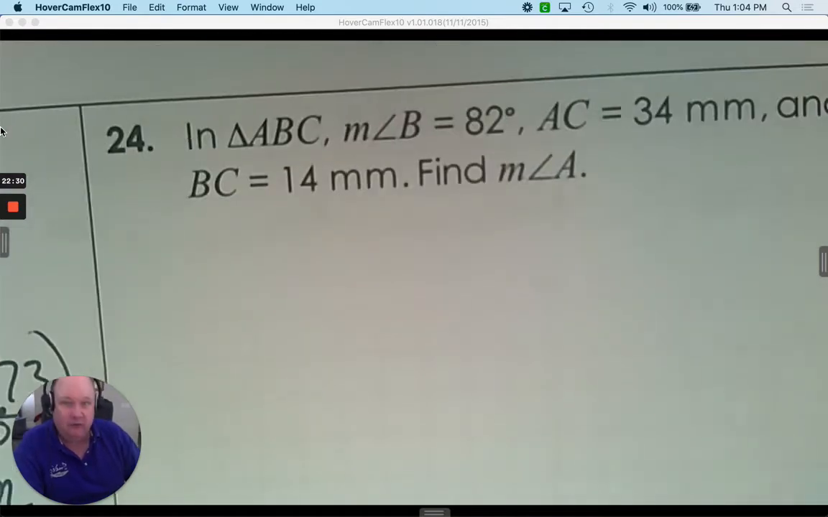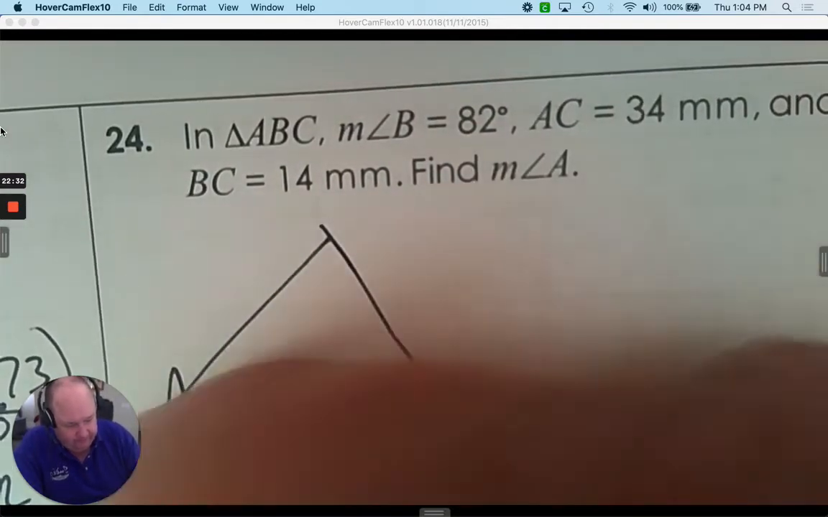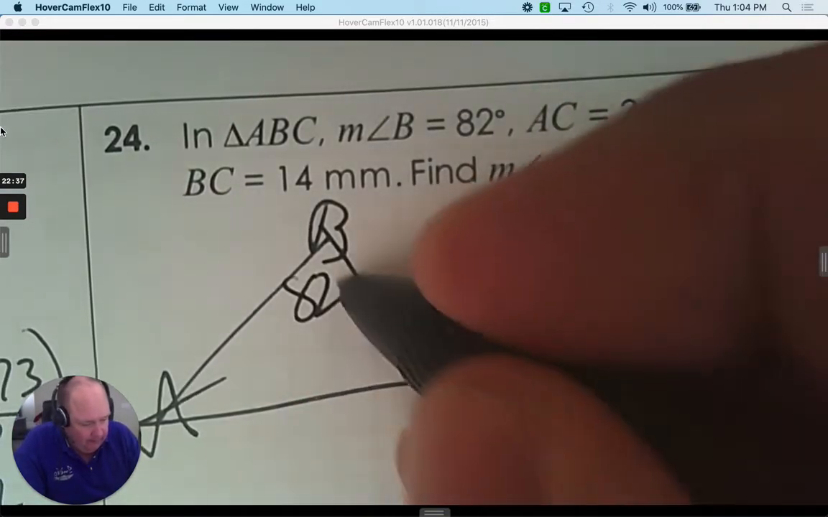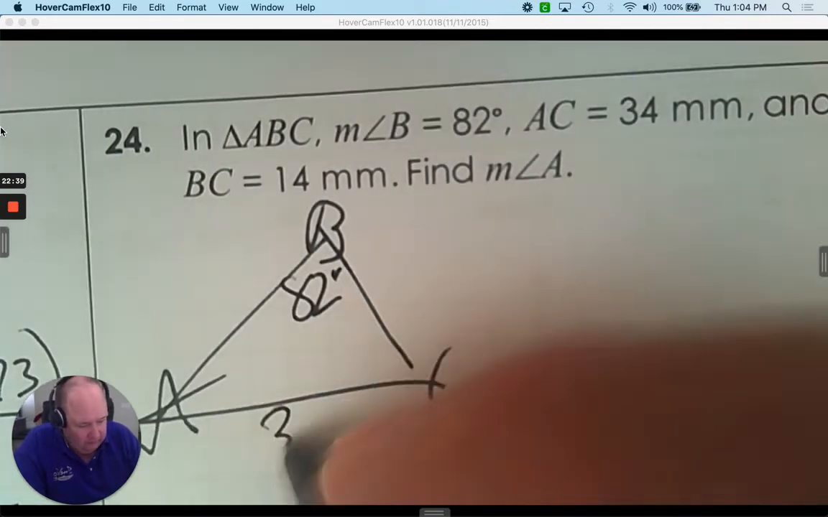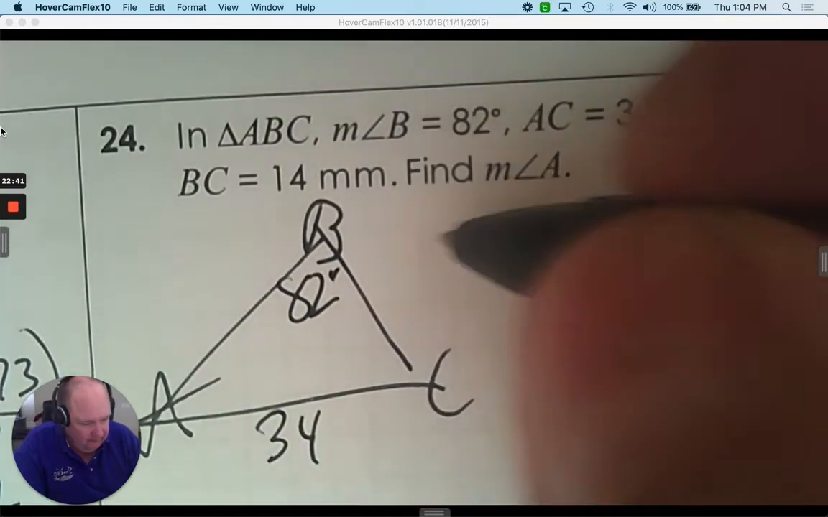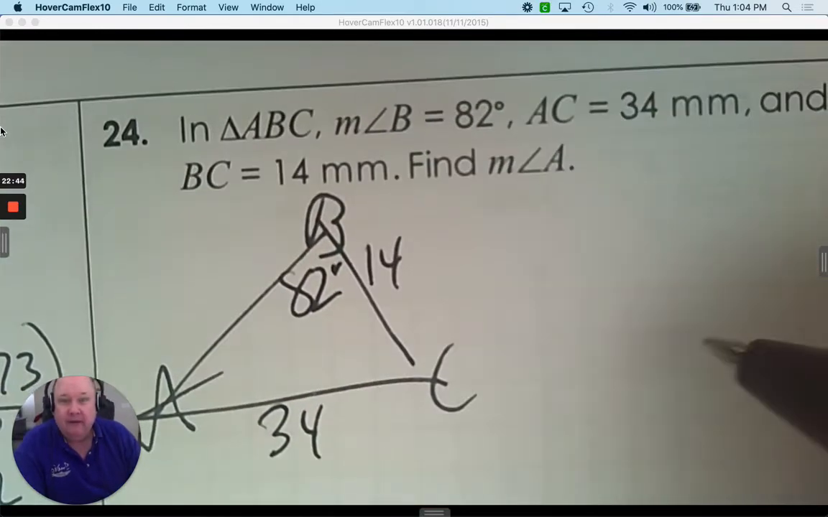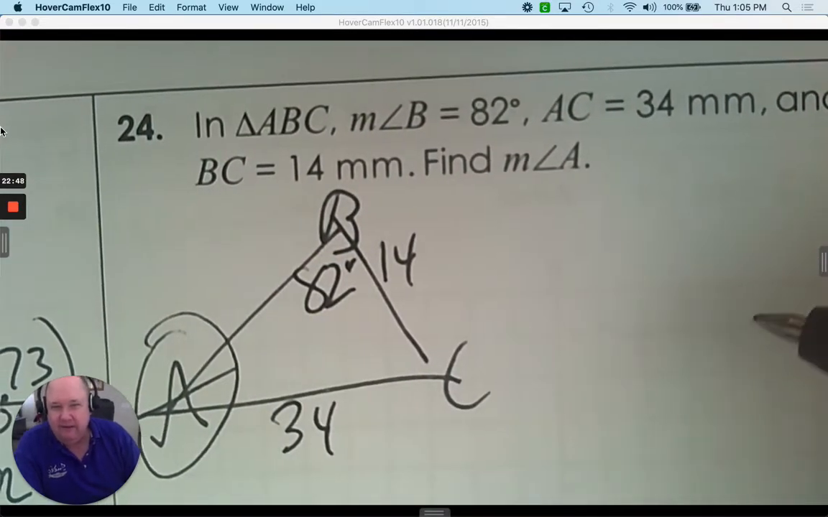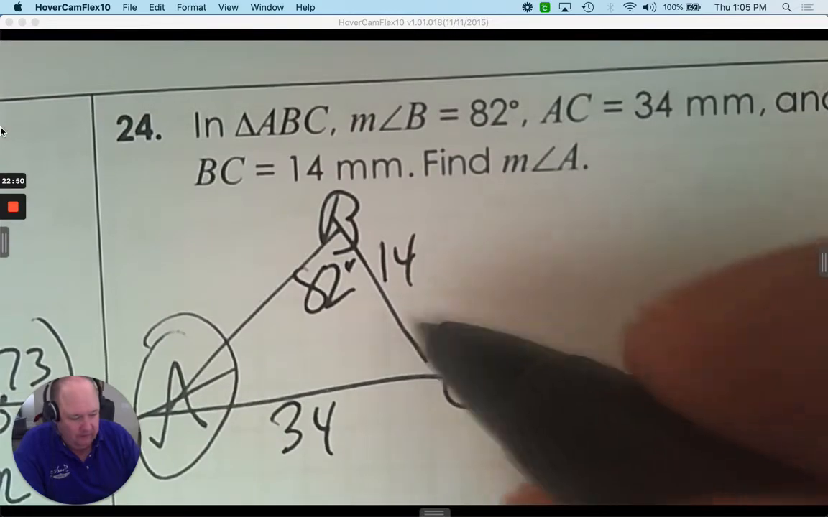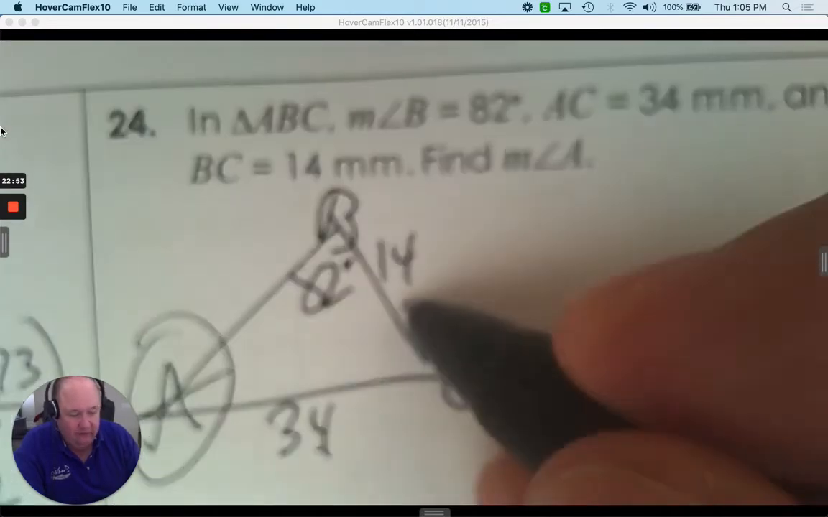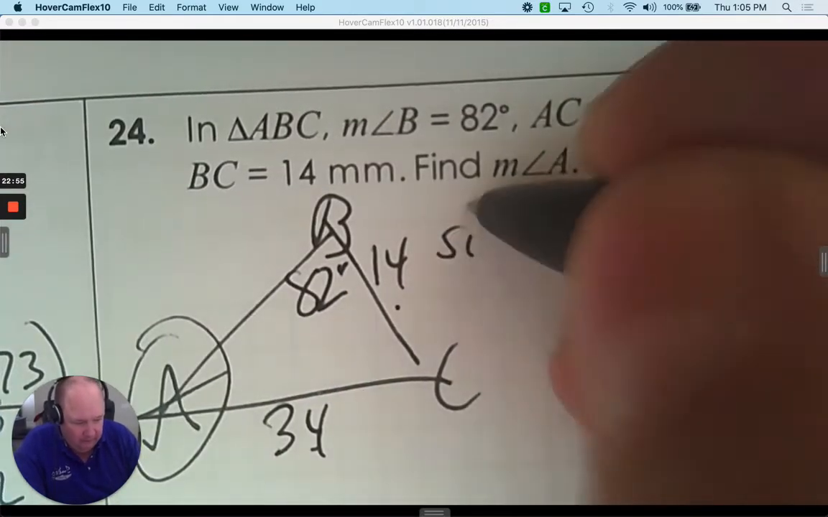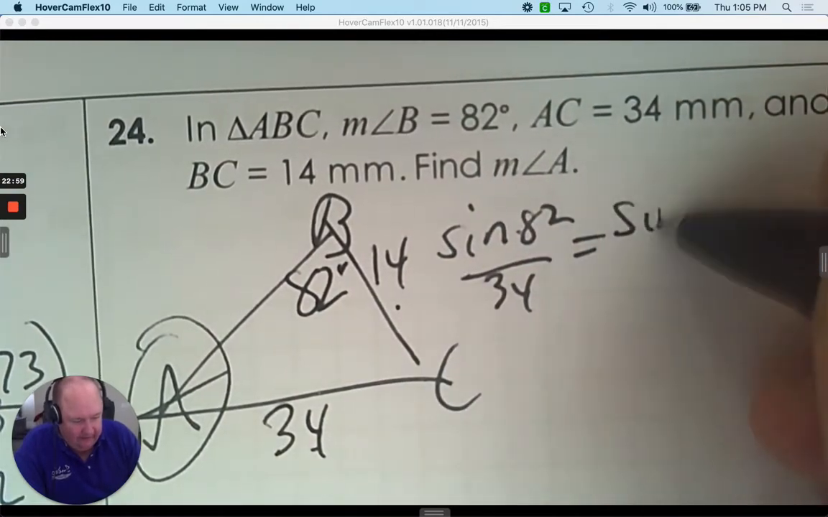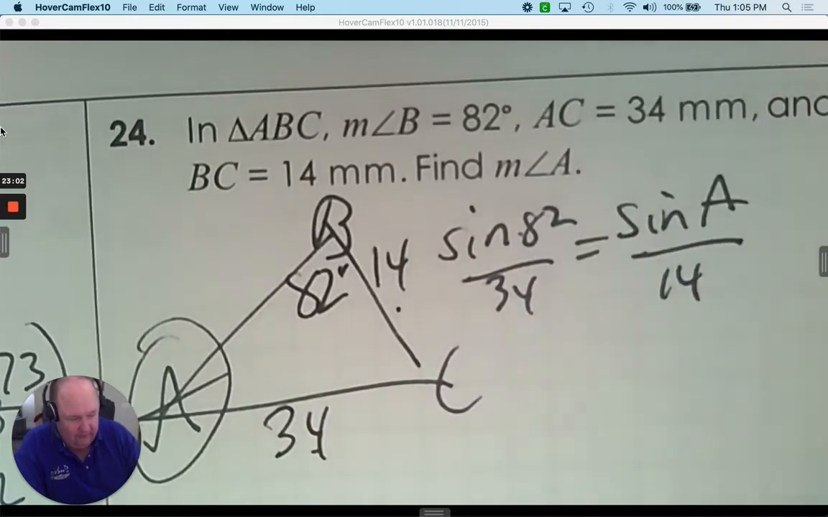24, we're going to draw a triangle ABC. Angle B is 82. A to C is 34. B to C is 14. And then we're going to find angle A. So what type of triangle is this? It is, again, a side-side-angle, so it could be ambiguous. So sine 82 over 34, sine A over 14.